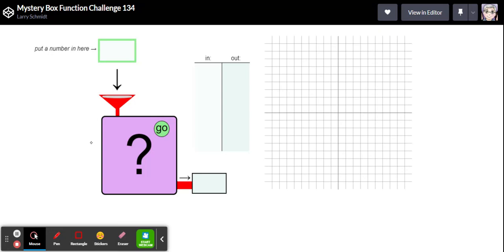Hello everybody and welcome to another Mystery Box Function Challenge. We've got some mystery math hiding in this purple box and your challenge is to figure out what it is. You can try this out with the link in the description, and when you think you've got an answer, come on back and see if we get the same thing. All right, well, let's begin.